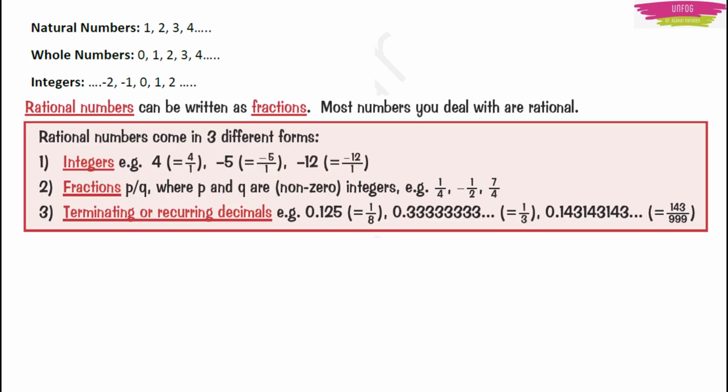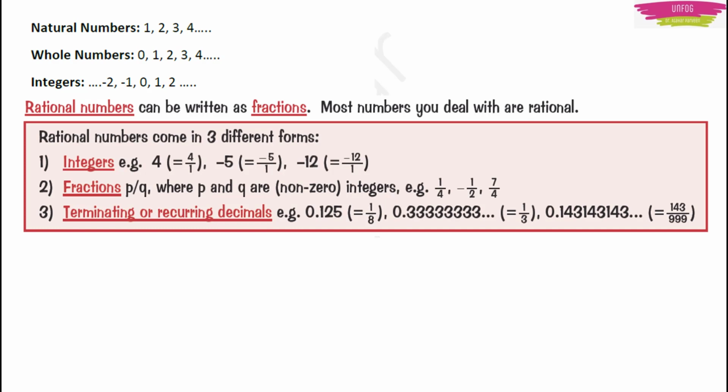Now one more very important type of numbers are rational numbers. When you talk about rational numbers, you are always talking about fractions. Most numbers you deal with are rational numbers. We told you about integers, right? Integers can be negative numbers, they can be positive numbers, even 0 is an integer. But in fractions or rational numbers, you write any number in the form of a fraction, that means P by Q, right?